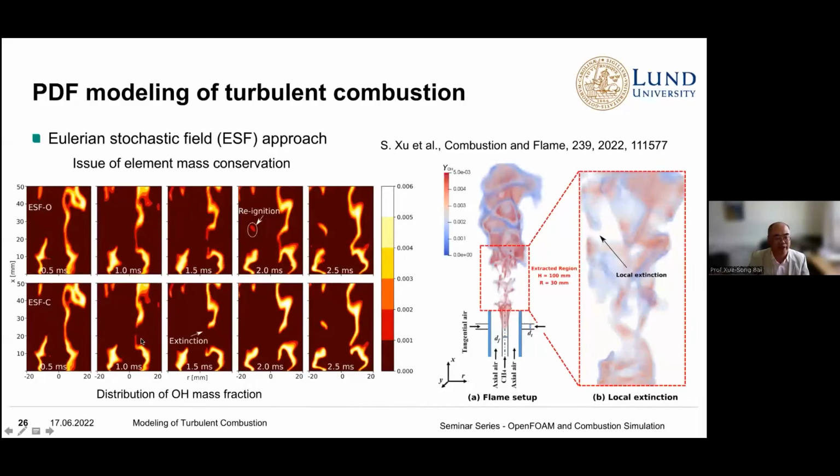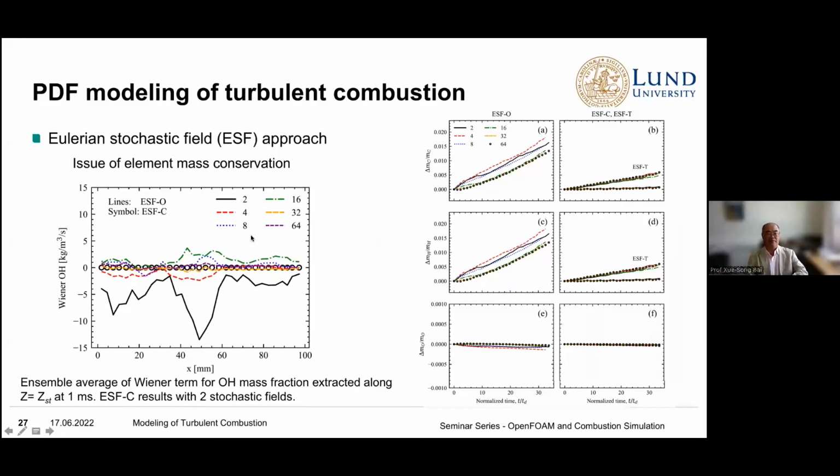After 1 microsecond, one sees that there are some differences already showing up. Here shows an earlier extinction than the original model scheme. Here shows an earlier reignition. So anyway, it makes some difference.